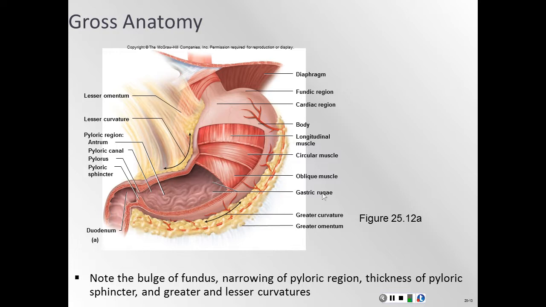Now, we are looking at the greater omentum, and that greater omentum is going to hang down underneath the greater curvature. You notice that it contains some blood vessels as well. That's going to attach to the stomach, and we have our lesser omentum, which connects the stomach to the liver. It looks like fatty cells, but it is considered to be an omentum which connects the stomach to the liver.